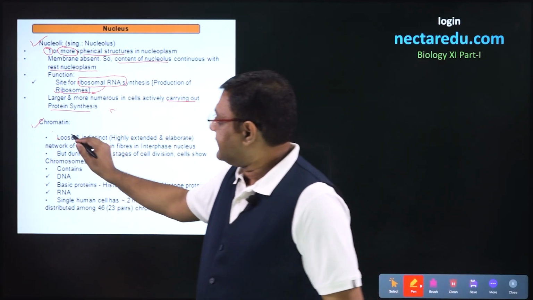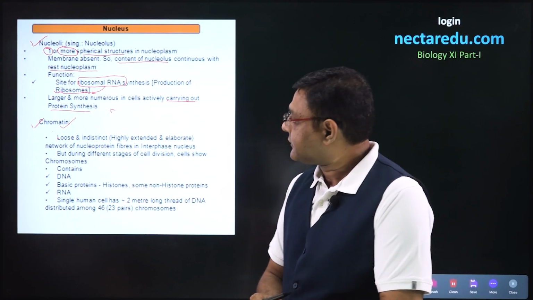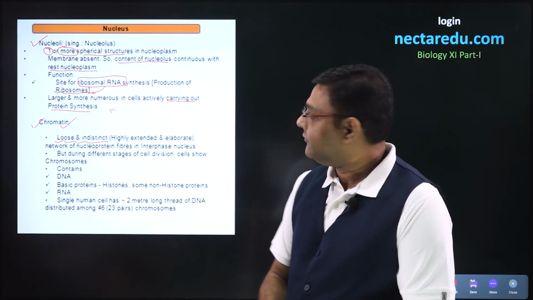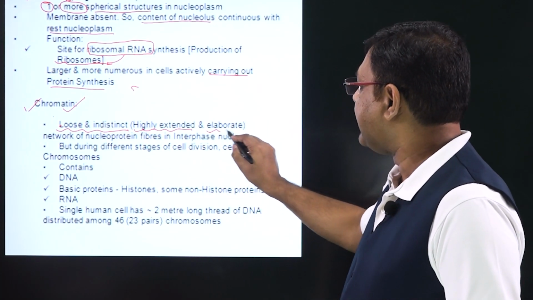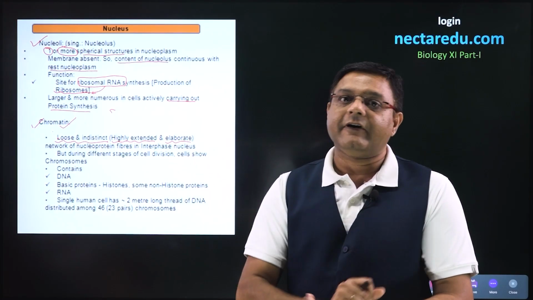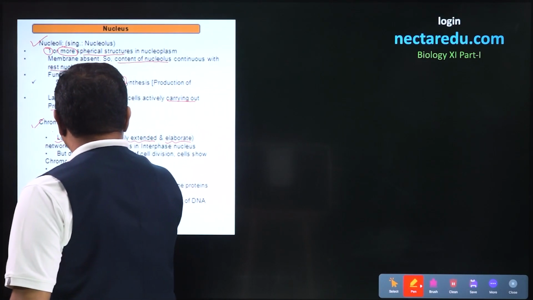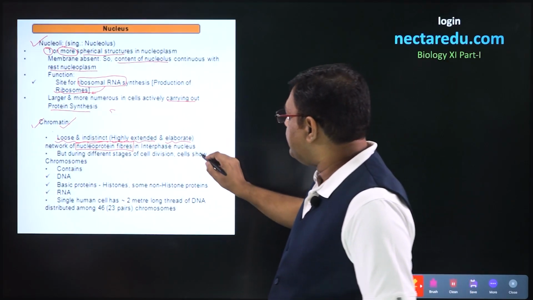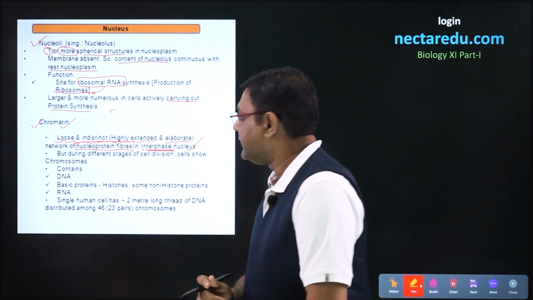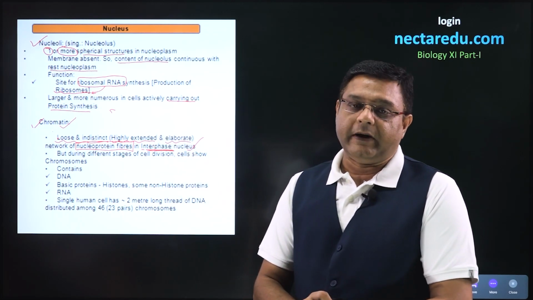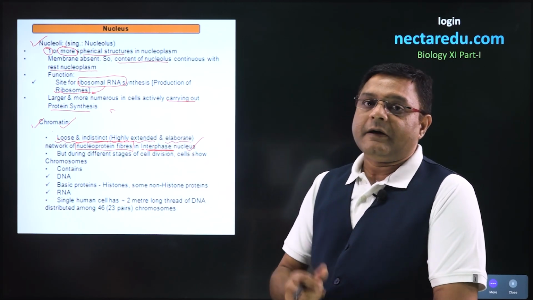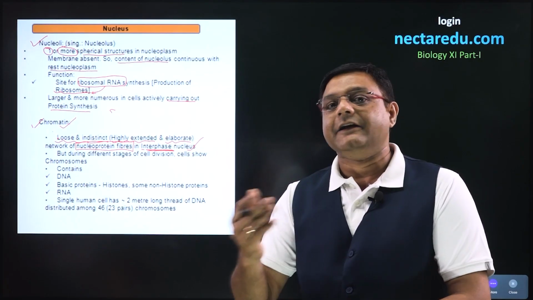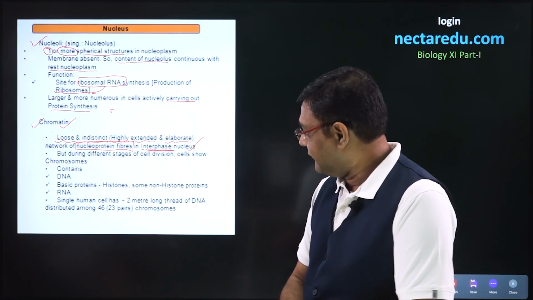After nucleoli, the second part present in the nuclear matrix is the chromatin. Chromatin is a loose or indistinct network. We can also say that it is a highly extended or elaborate network of nucleoproteins. So here nucleoprotein fibers will be present, and these fibers are best seen when the nucleus is in interphase. This chromatin will be present in interphase, but it will be condensed into chromosomes in different parts in different phases of cell division.